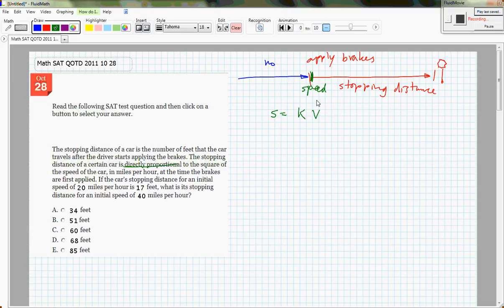Let's say the stopping distance d is proportional to the speed squared, where speed equals s when you start applying the brakes. If the car's stopping distance for an initial speed of 20 miles per hour is 17 feet, so case 1 is 17 feet is the stopping distance for an initial speed of 20 miles per hour.